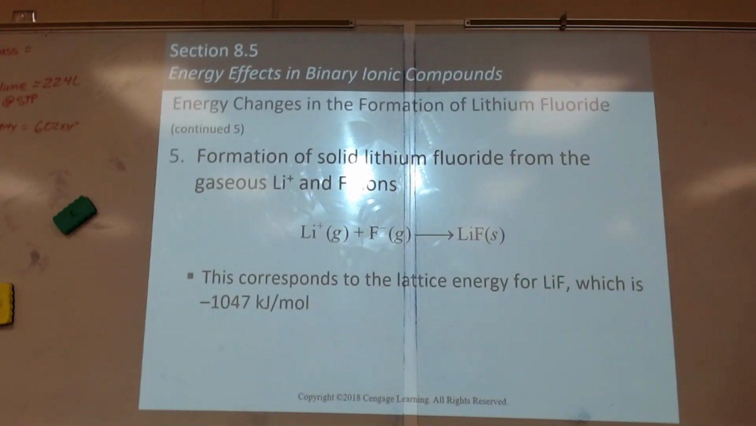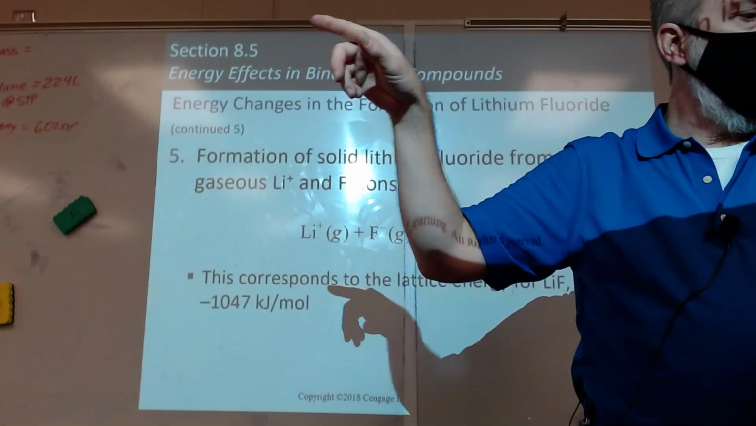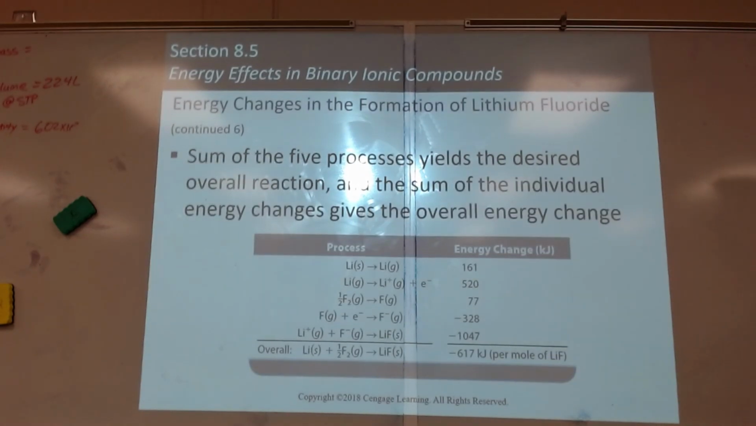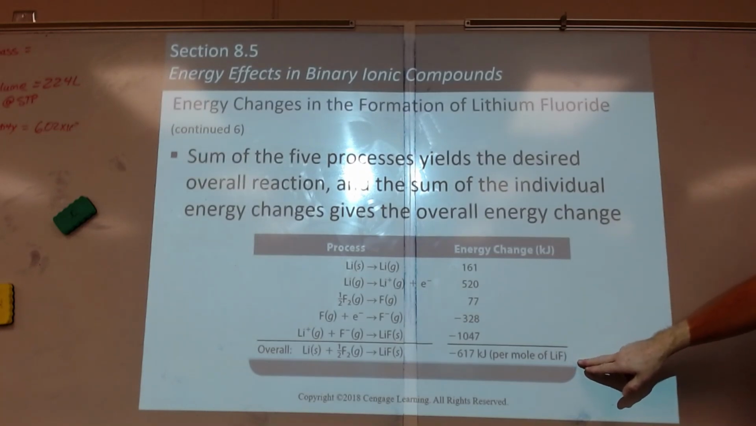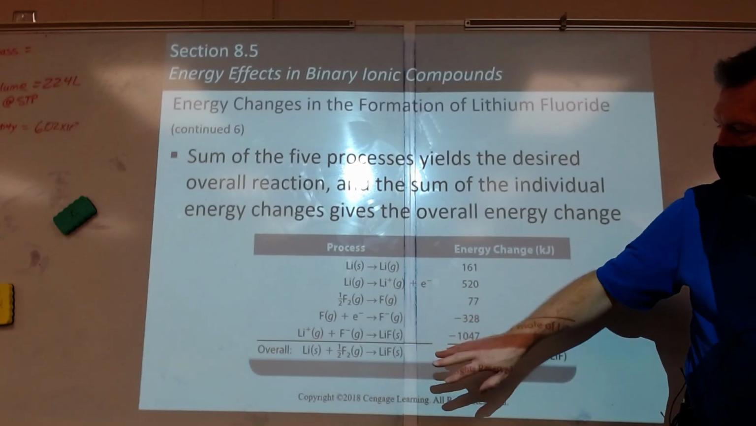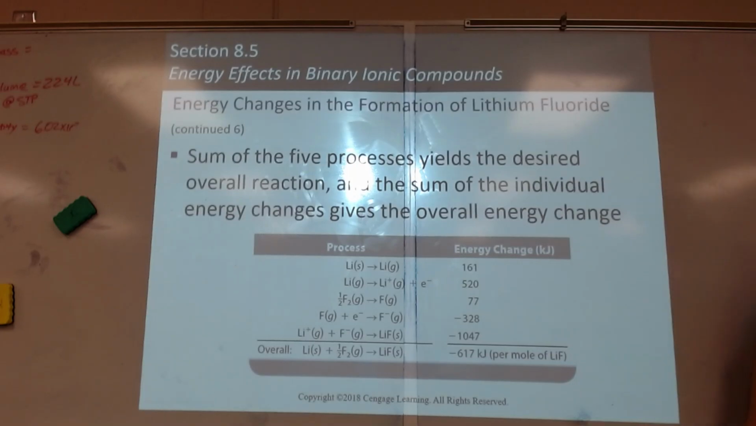You notice we had several little steps we had to get through. We had to move up, put energy in, energy out. All right. So here is the sum of the 5 processes for the various reactions. Okay. The energy changes, and this is our net. So going from solid lithium and gaseous fluorine, we get lithium fluoride solid and a release of 617 kilojoules. Y'all okay with that?